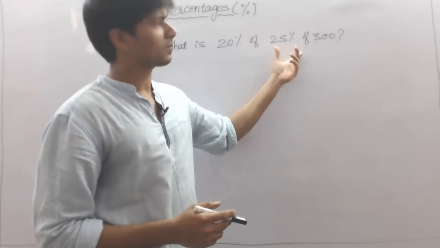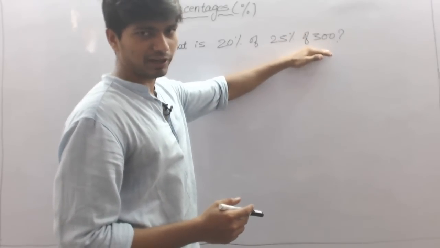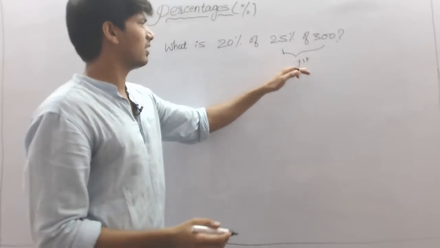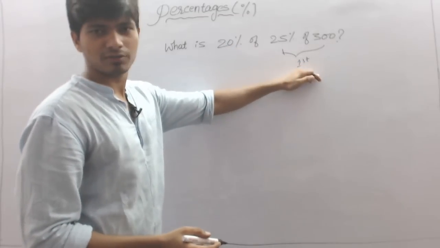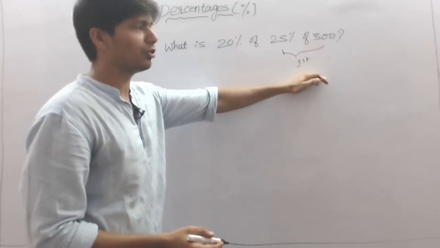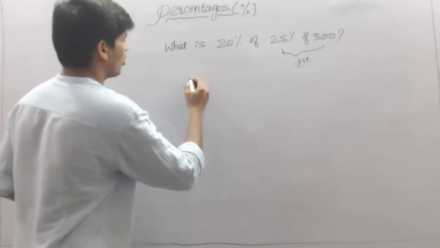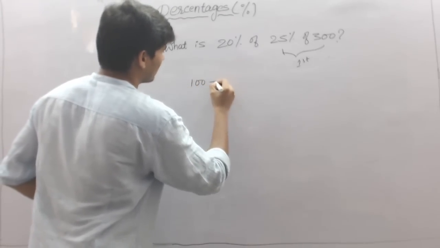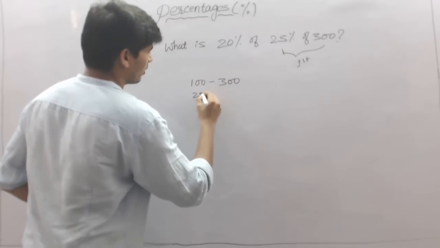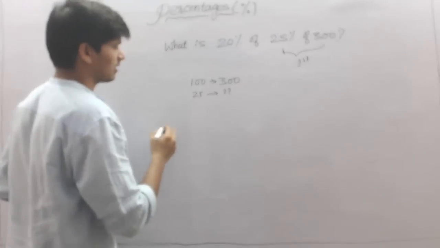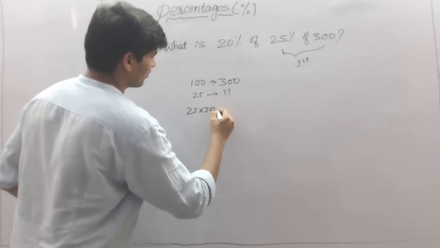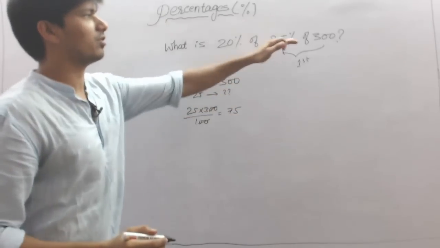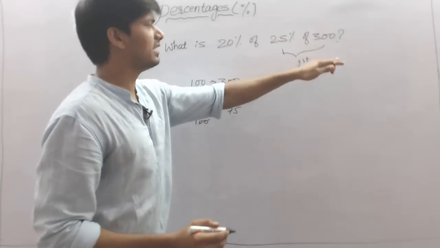So what to do now? First, what is 25% of 300? Find it out. First you need to find 25% of 300, then you need to find 20% of the value that you got from calculating this, isn't it? Now 25% of 300, that means 100% is 300. What is 25 percent? This is our calculation. So 25 into 300 divided by 100. What is this? 75. 25 percent of 300 is 75.